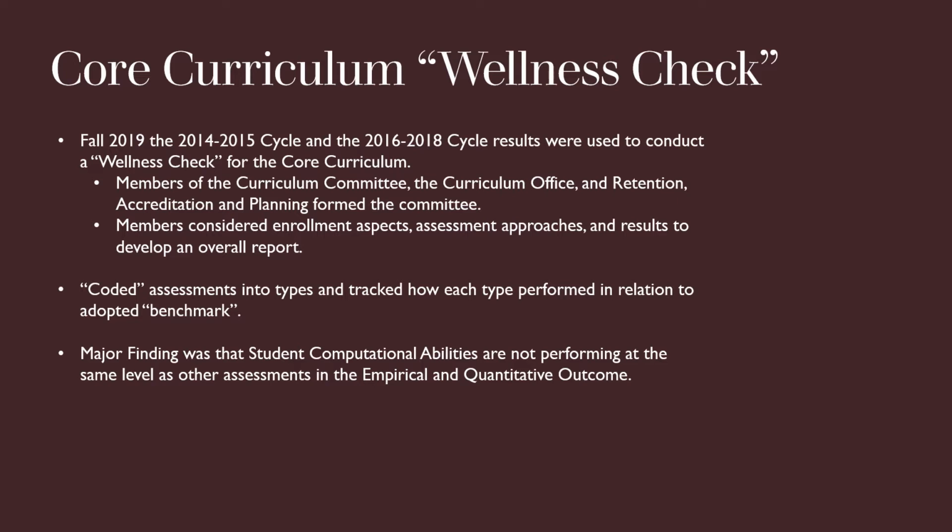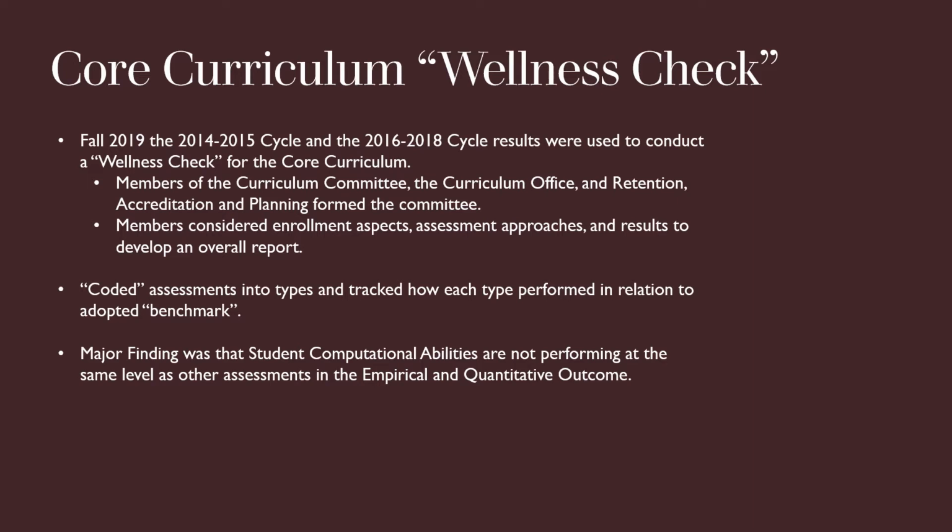It was conducted by members of the curriculum committee, the curriculum office, and of course retention, accreditation, and planning. We looked not only at the results of the cycle assessments, but also enrollment, assessment approaches, class distributions, all of those sorts of things. One of the things we needed to do was code different types of assessments into categories because we have a very diverse approach to our core curriculum assessment. There are 6 learning outcomes, and each course is usually assigned 4.